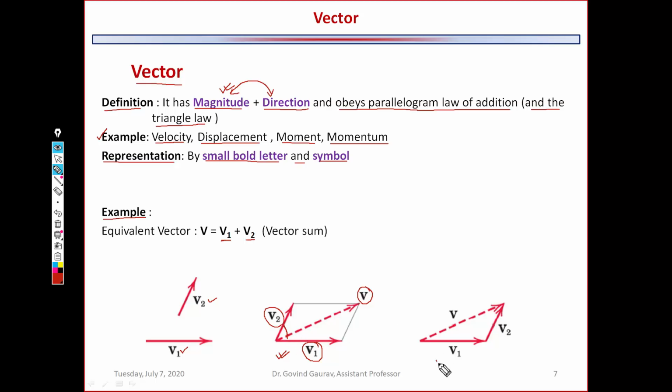The second one is the triangular law of addition, in which we can find the resultant of the two vectors. V is the resultant of the vectors v1 and v2 by using the triangular law of addition.